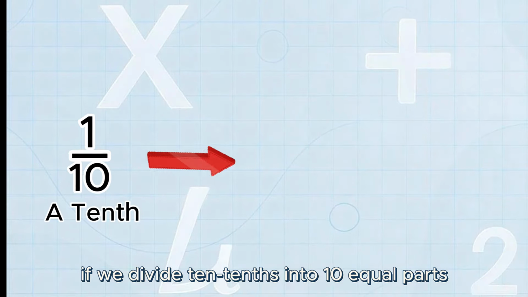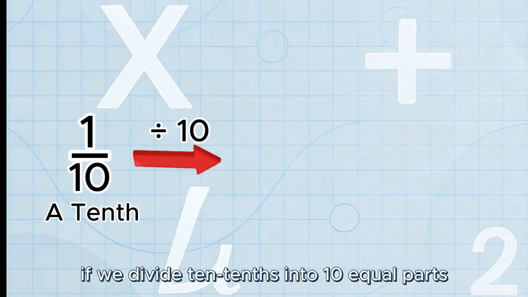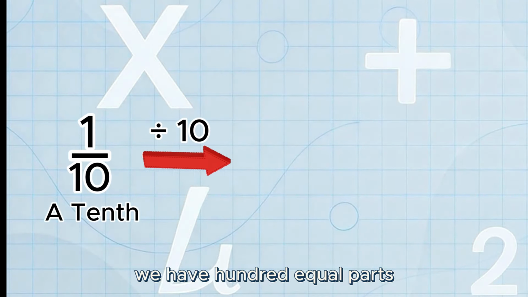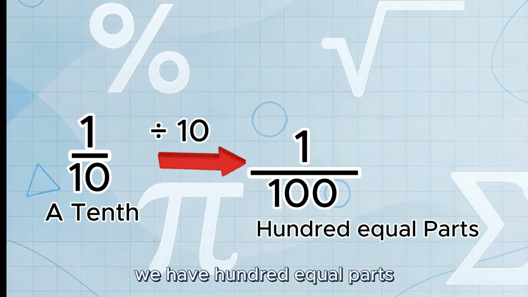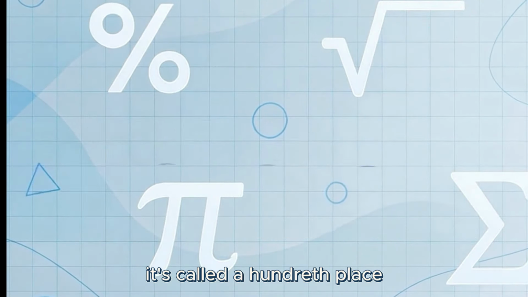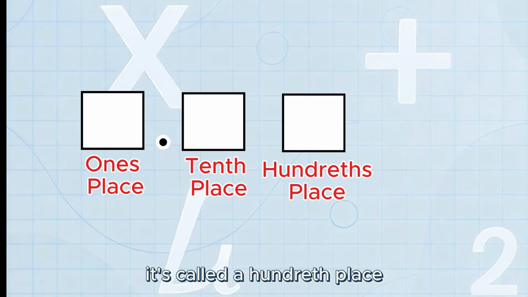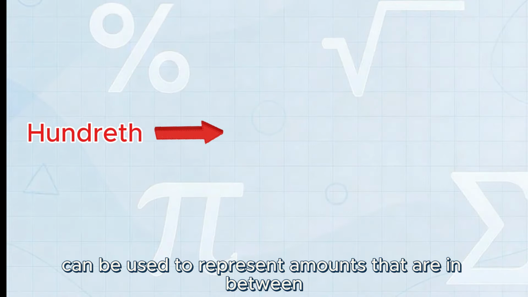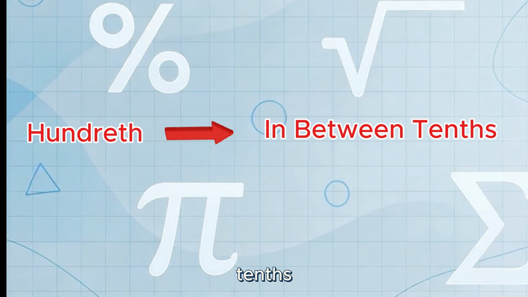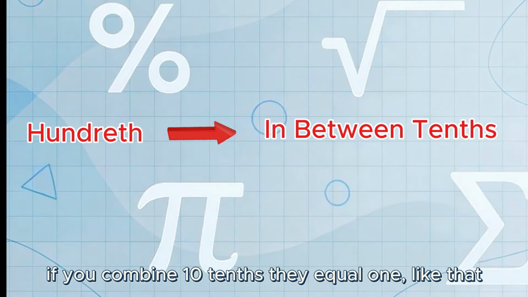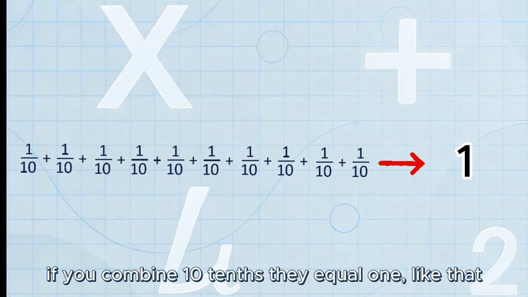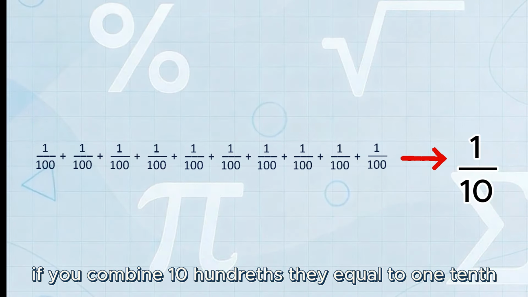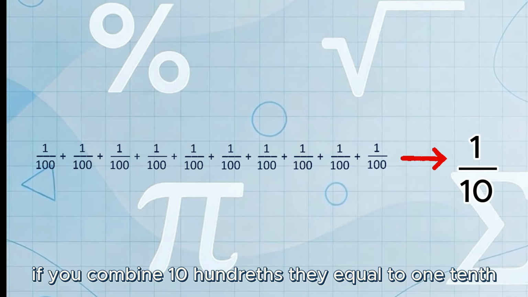If we divide 10 tenths into 10 equal parts, we have 100 equal parts. It's called the hundredths place. Hundredths can be used to represent amounts that are in between tenths. If you combine 10 tenths, they equal 1. Like that, if you combine 10 hundredths, they equal a tenth.